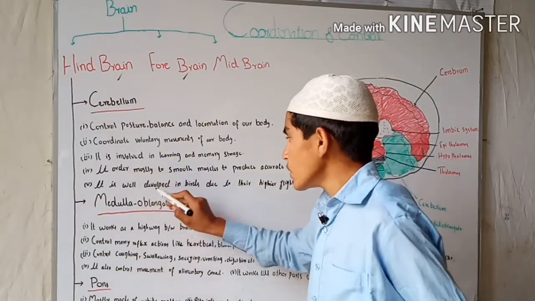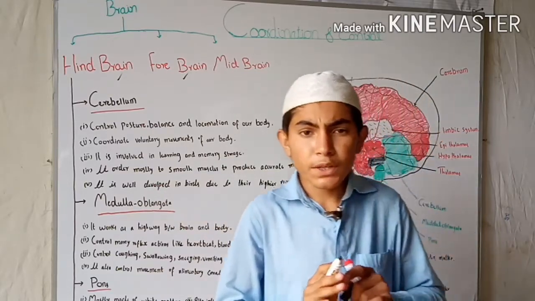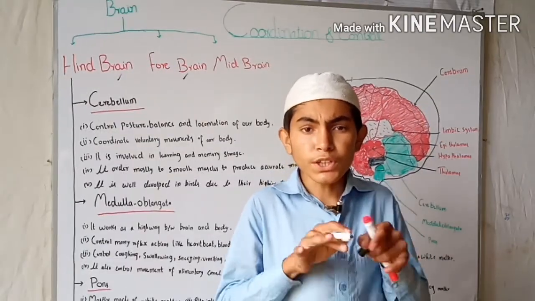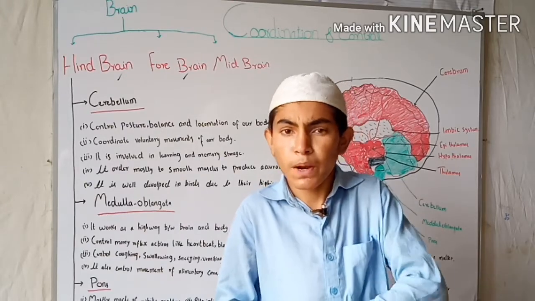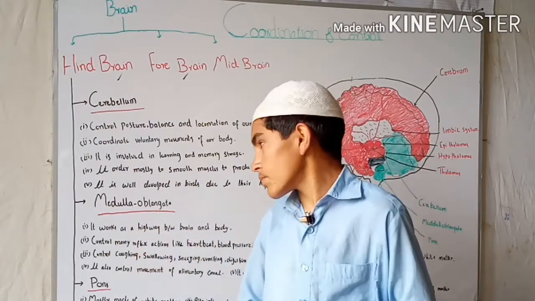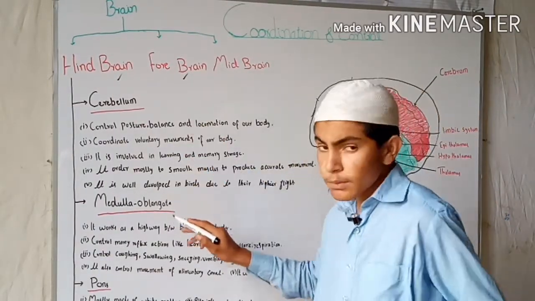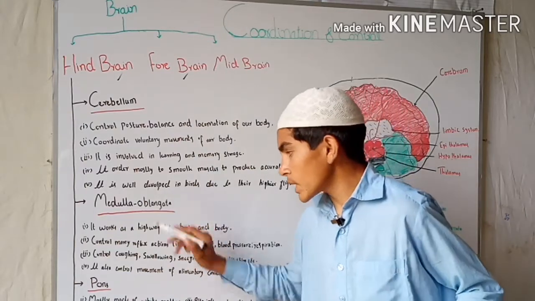It is well developed in birds due to their higher flight. So in birds, the cerebellum is well developed because they fly higher in the air. Okay, the next part of the hindbrain is the medulla oblongata.